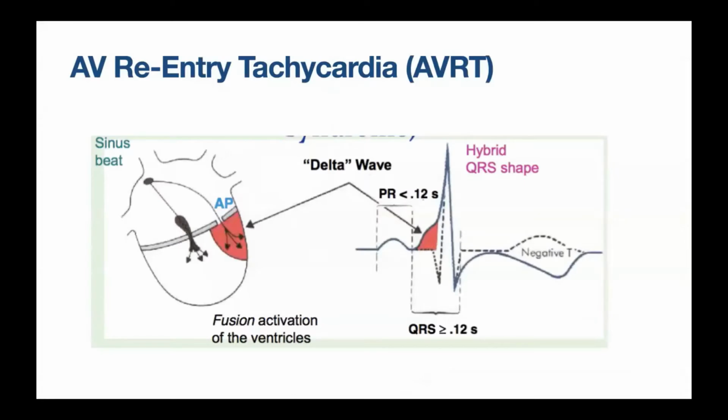And if we see here, this is again the sinus wave, and this is how it goes. Start from the sinus beat, the activity goes down through the His, and then again here accessory pathway, which conduct again the impulse through the ventricle. So which generate fusion activation of the ventricle. So the ventricle gets activated from the AV node and through the accessory pathway, and that's reflect on the 12 lead ECG as a delta.